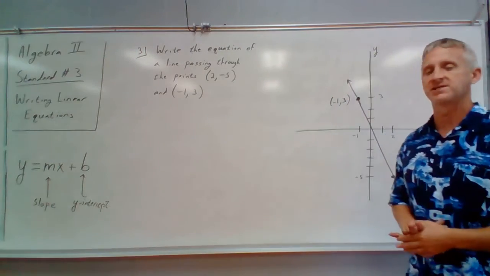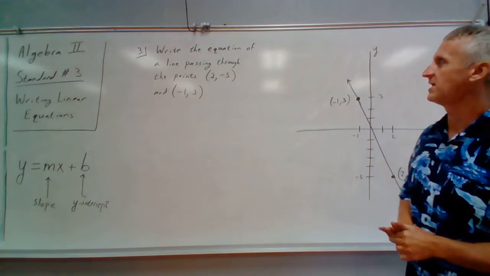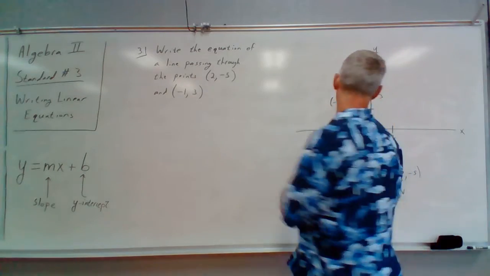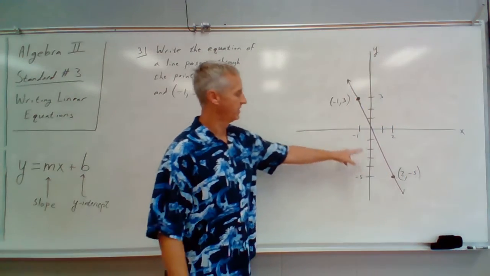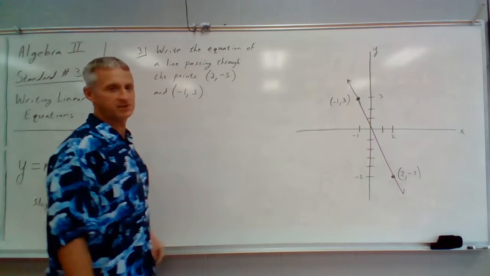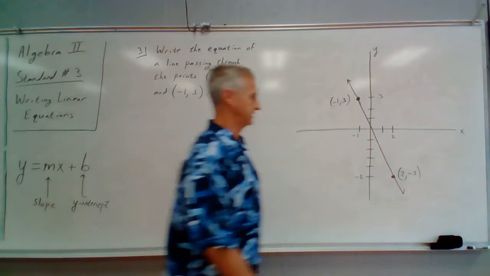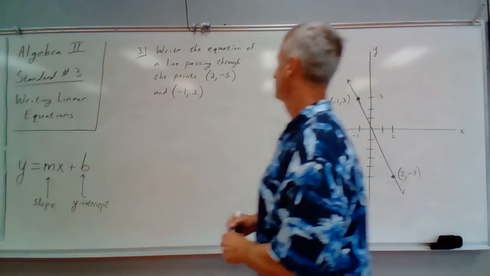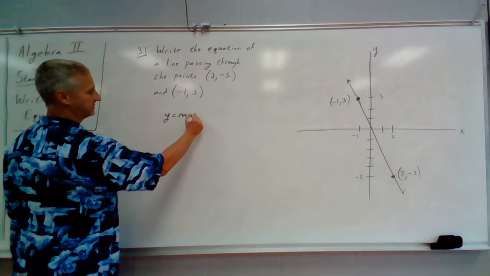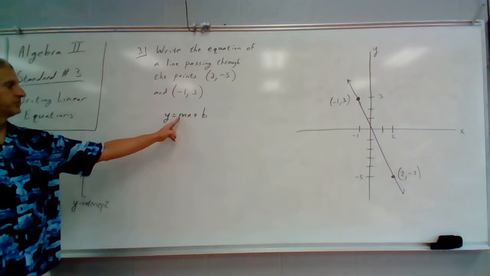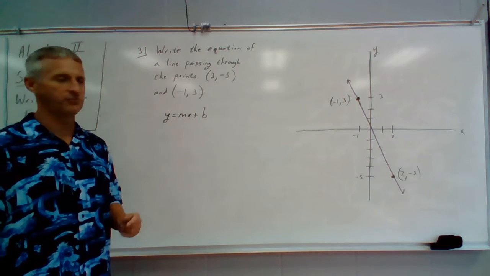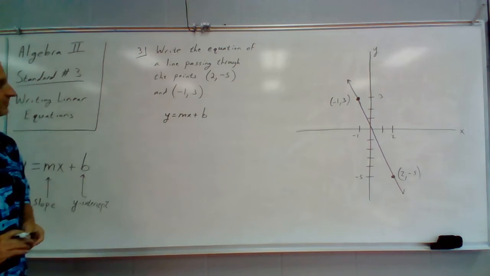All right, in our last example, I want you to write the equation of a line that passes through these 2 points. Okay, so I've graphed this line over here for you. So our line passes through the point 2, negative 5, and negative 1, 3. All right, so our goal is to write the equation of this line in the form y equals mx plus b. I need to know the slope and the y-intercept.